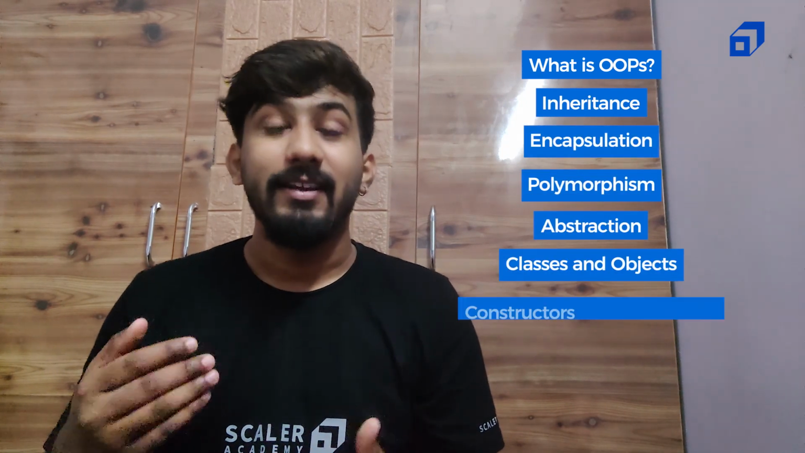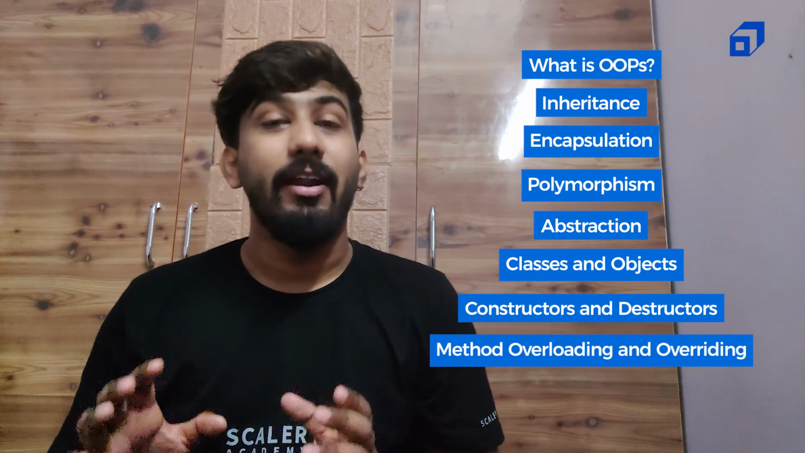So now let's understand what will be covered. To begin with, we'll be looking into what exactly is OOPS, and then look at the features around OOPS. So what are the features we'll be looking into? We'll be looking into inheritance, encapsulation, polymorphism, abstraction, classes, objects, constructors, deconstructors, and more. Okay, so these are the things we'll be looking into. Now without any delays, we'll get into the session.